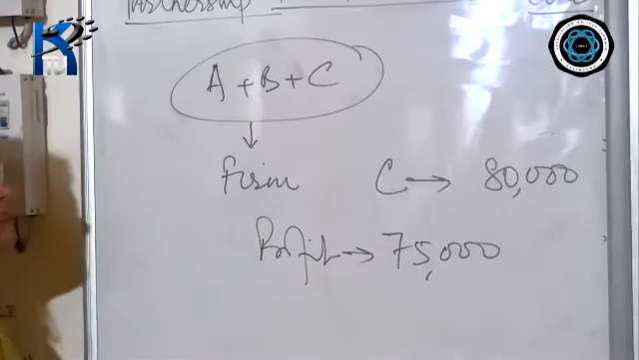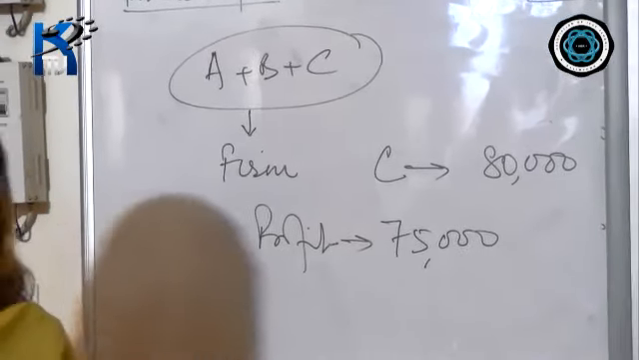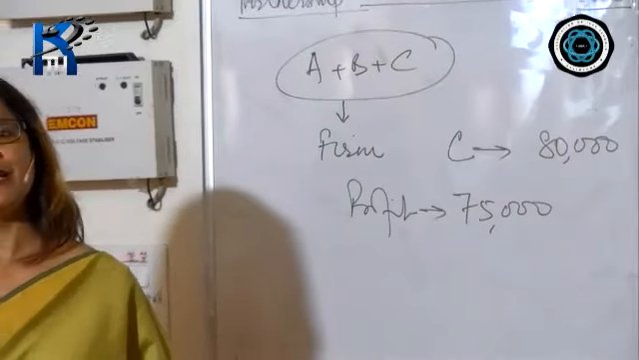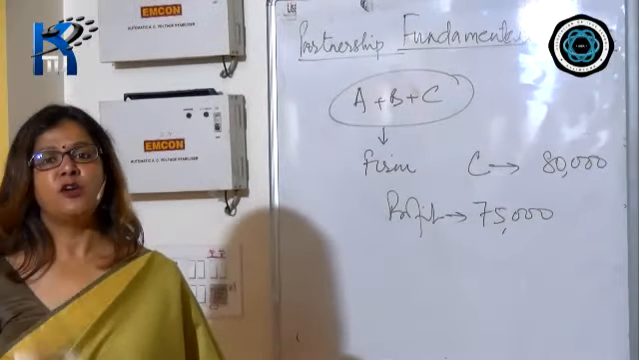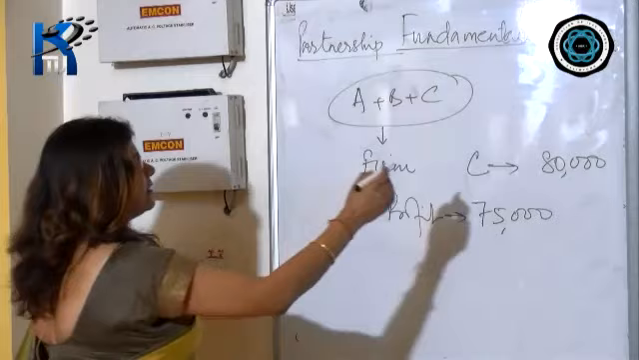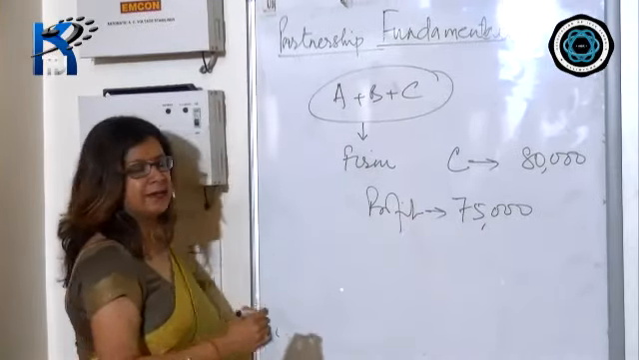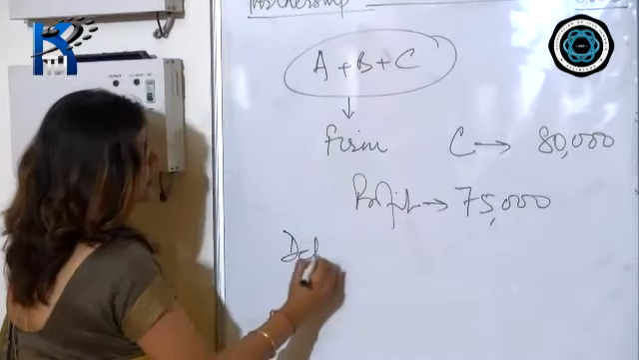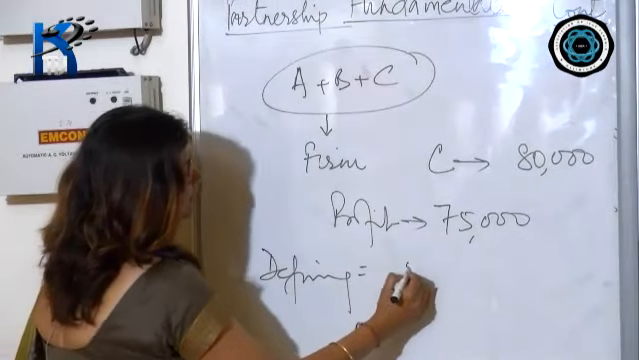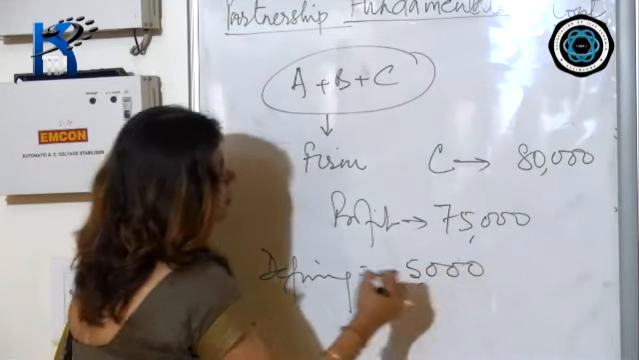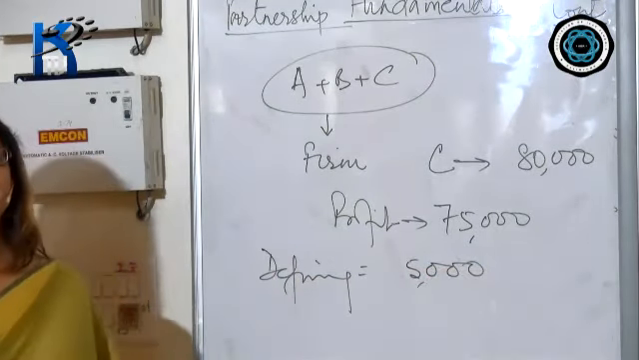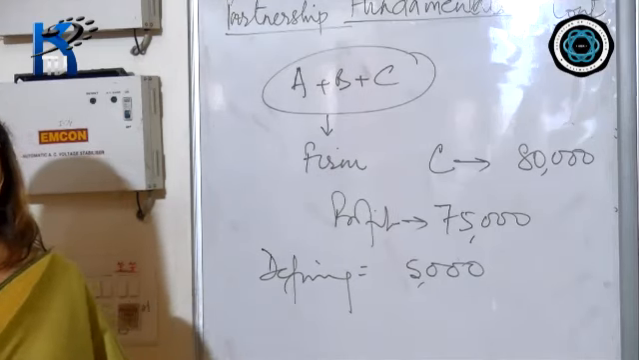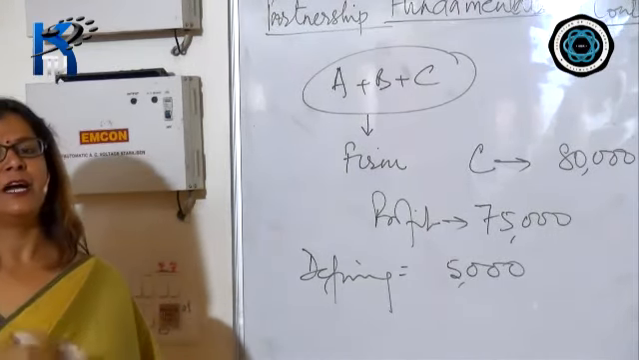Now what was the guarantee? 80,000. But what is the profit? 75,000. That means C did not meet his guarantee. So whatever is the deficiency here is 5,000. So 5,000 rupees worth of deficiency C is going to pay from his capital account to the other partners.